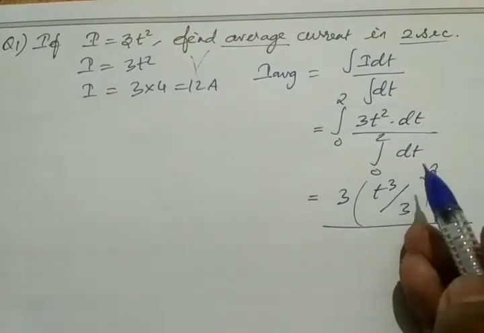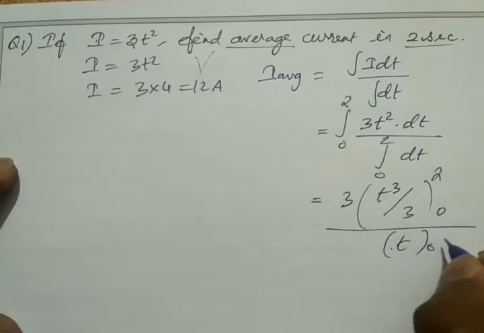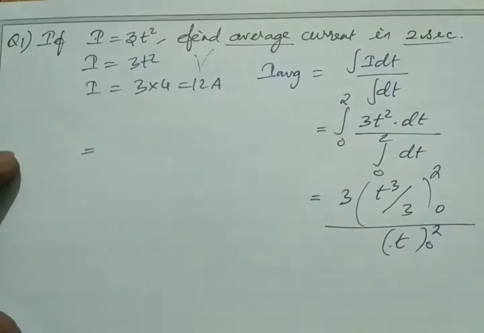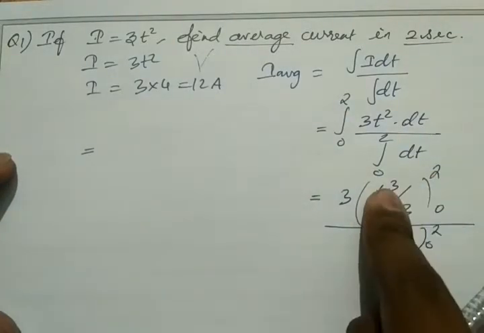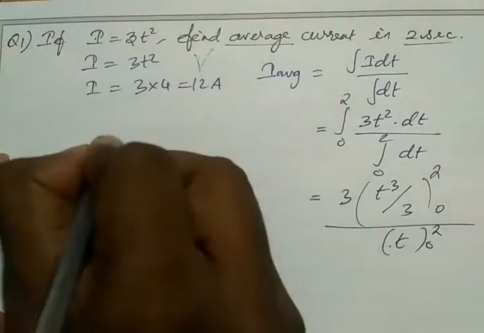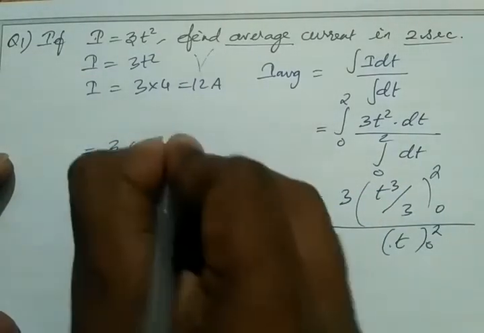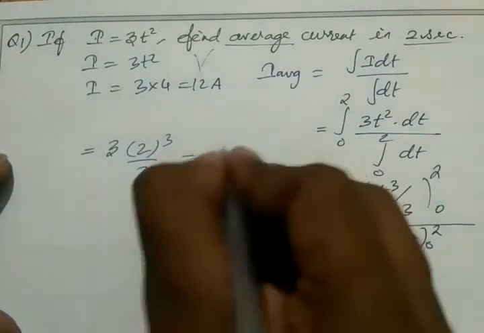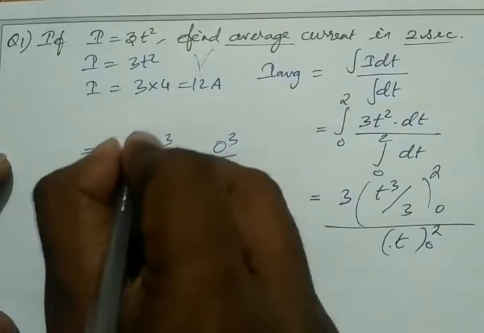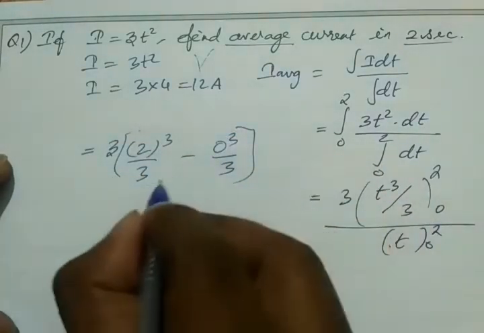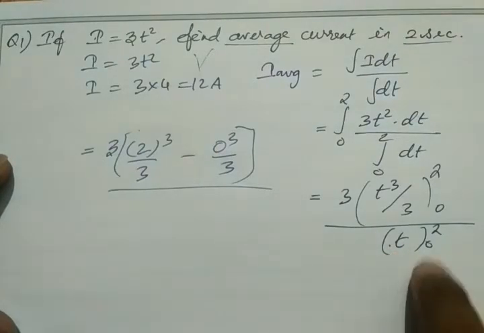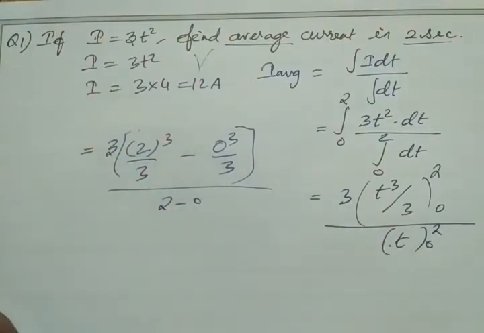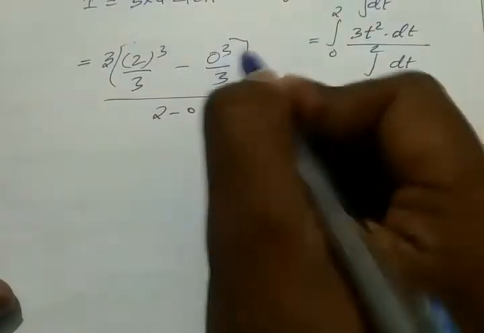The integration of dt, simply we can write t, limit 0 to 2. If you solve this, substitute the upper limit minus lower limit. So the upper limit is 2 cube by 3 minus lower limit is 0 cube by 3, divided by, substitute upper limit minus lower limit, we will get 2 minus 0.